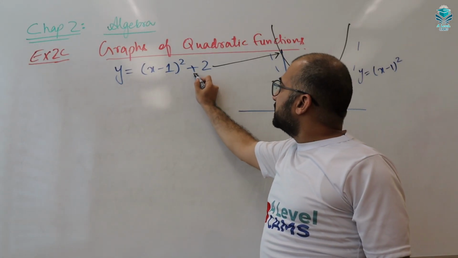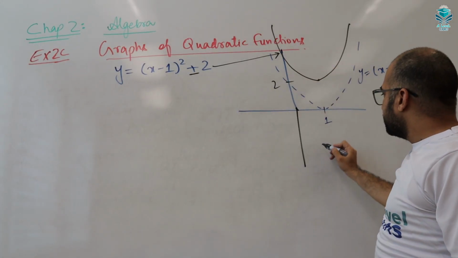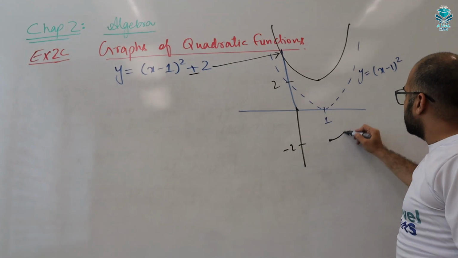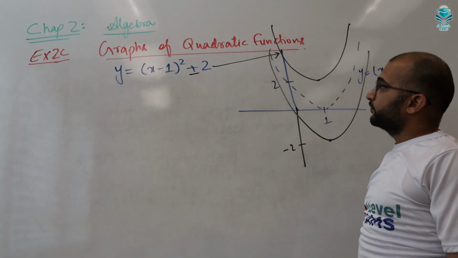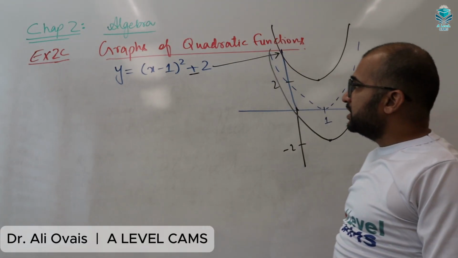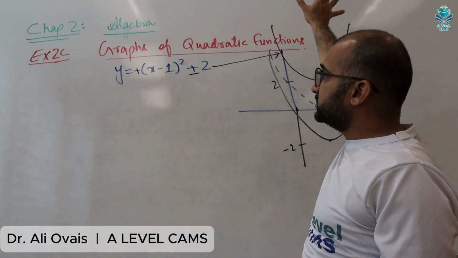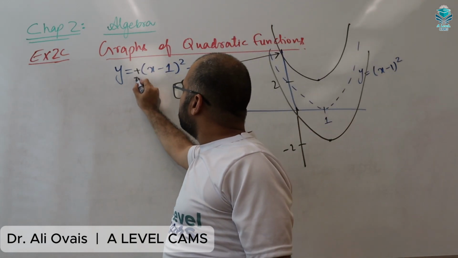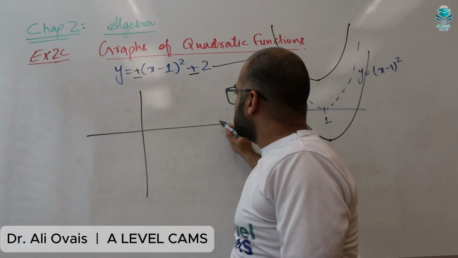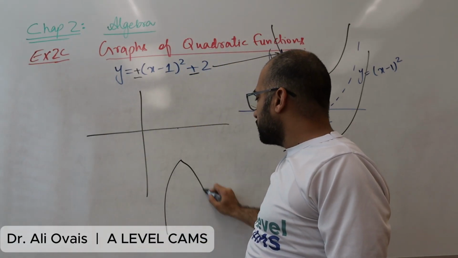And similarly, if there is minus 2, you will shift 2 units downward, and from here you can draw your graph. Understand? And similarly, if there is plus, you have the face of the parabola towards the upward. And if we have minus, you can do the same thing for the downward graph.